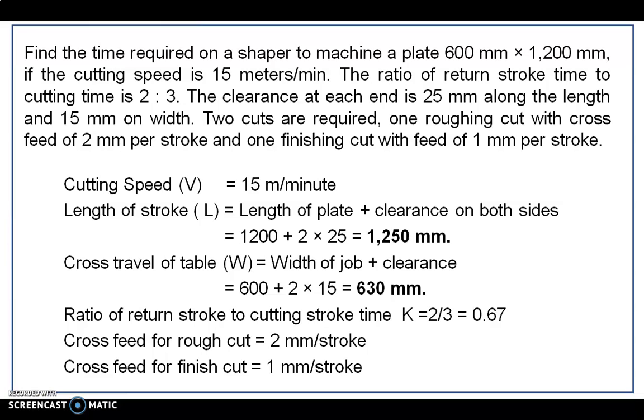That is, 2 passes are required to remove the material. One roughing cut with a cross feed of 2 mm per stroke and one finishing cut with a cross feed of 1 mm per stroke. So cross feed also plays an important role here. Okay, we'll start the problem.